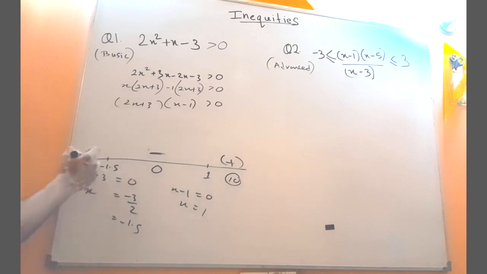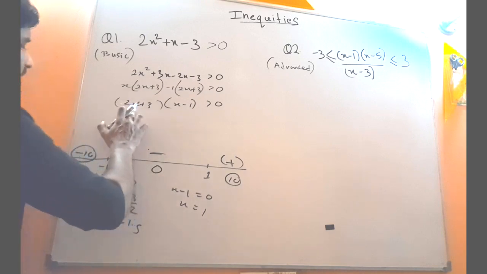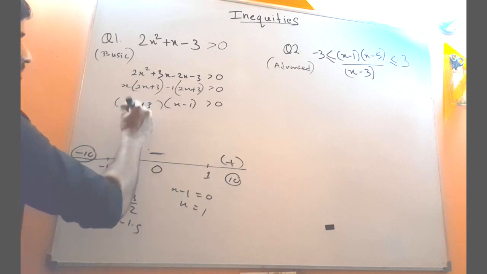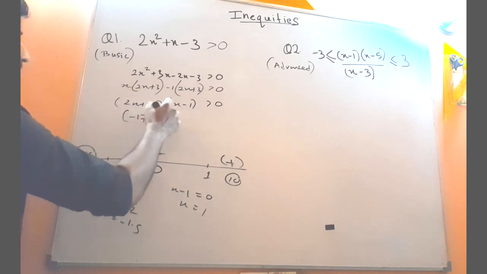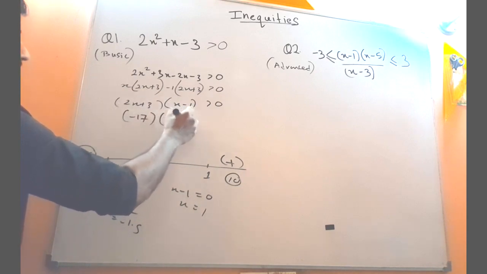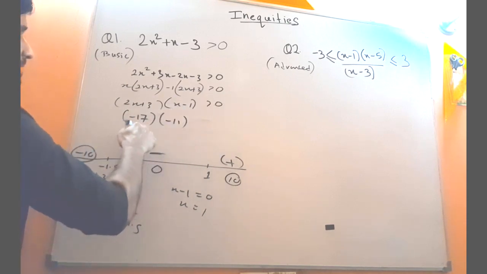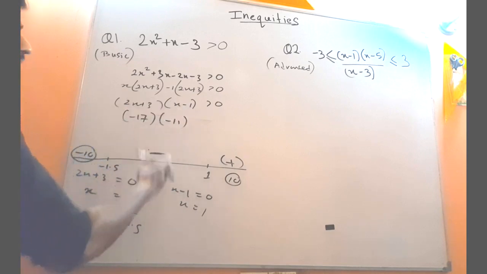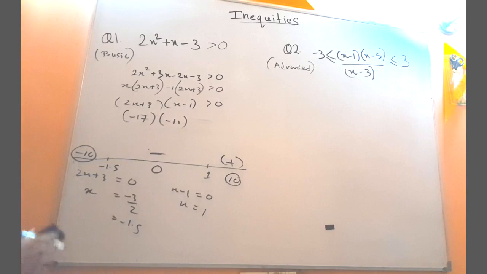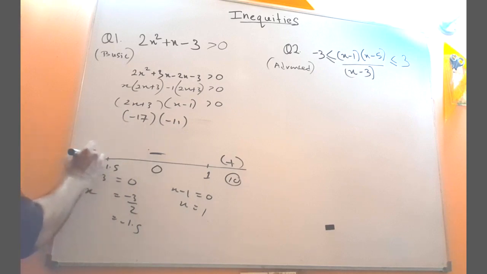Then consider values lesser than minus 1.5, say minus 10. Minus 10 into 2 is minus 20, plus 3 is minus 17. Here minus 10 minus 1 is minus 11. Minus 17 into minus 11 is definitely a positive value, since minus into minus is positive. So for values below minus 1.5 you also get positive values.